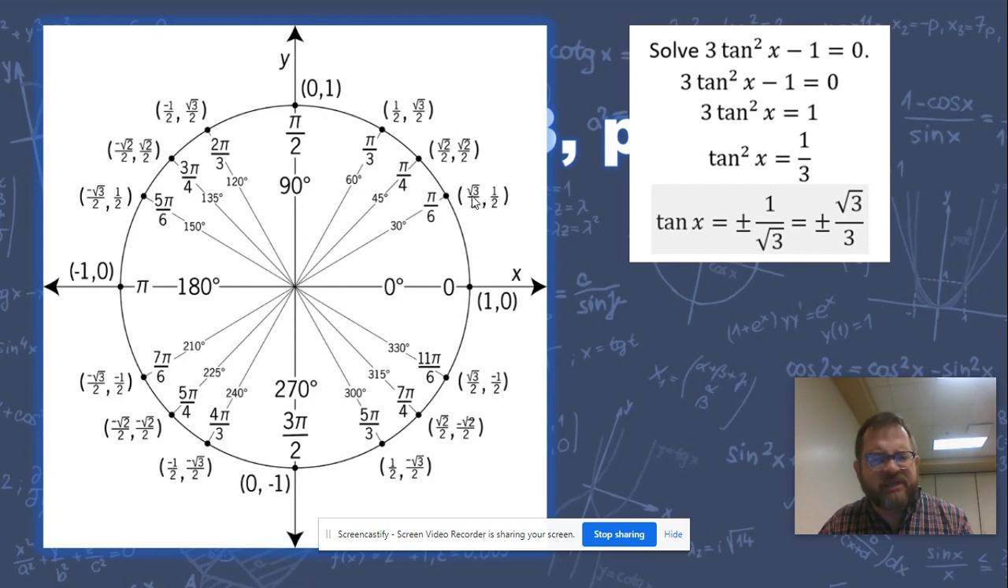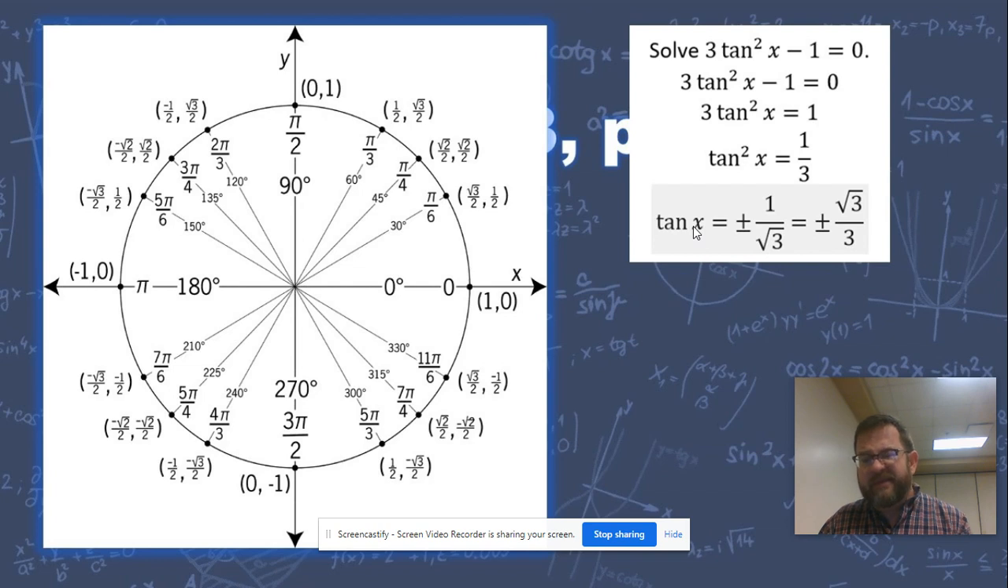We're looking for then other places where cosine of the angle has a square root of 3 in the top. I bet 5 pi over 6 will have it. I bet 7 pi over 6 will have it. I bet 11 pi over 6. All of them will be the ones where the tangent is equal to plus or minus the square root of 3 over 3.